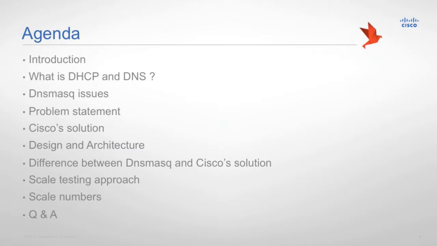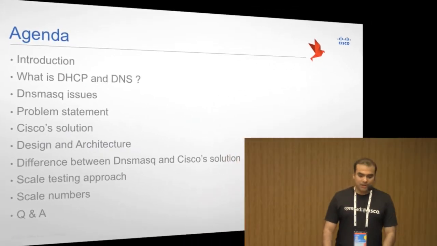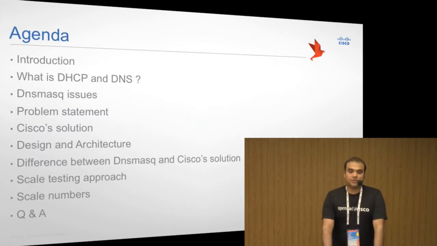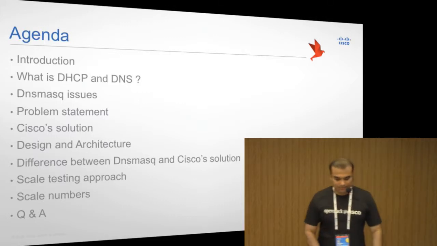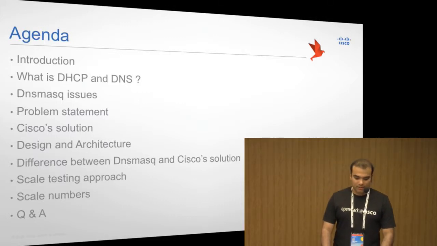Thanks a lot. So this is the agenda. Introduction to the product, what's DHCP and DNS, Dnsmasq issues in Neutron today, problem statement, and then Cisco's solution, design and architecture of the product, and difference between Dnsmasq and Cisco's solution, and finally scale testing approach and the scale numbers.